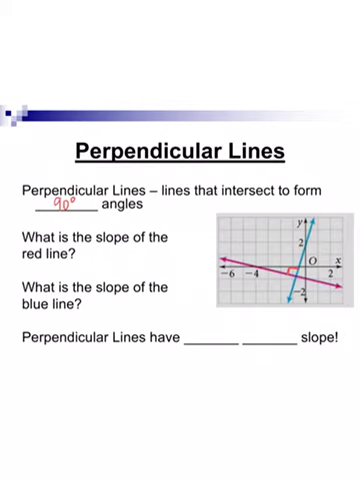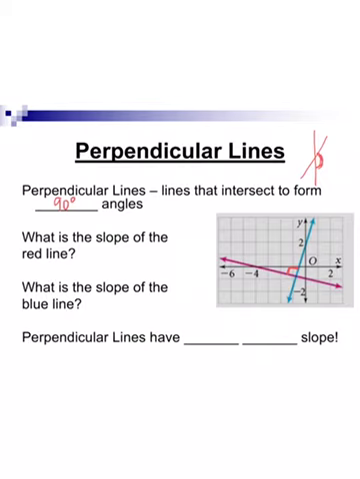If they don't, here's an example up top. These two lines are intersecting, but this right here, this angle, is not 90 degrees. So those would just be intersecting lines. They are not perpendicular. Okay, first question says, what is the slope of the red line?